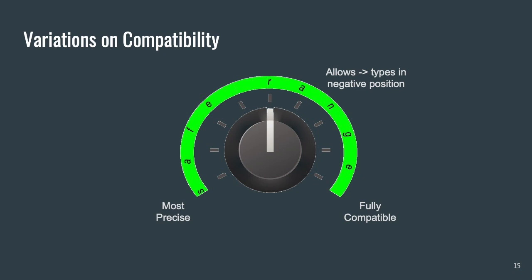There are other ways that we could look at compatibility. We don't have to assert that every negative position is any. For example, we could allow arrow types in negative position. This allows us to have more fine-grained control between compatibility and precision, and there are other constraints that we could set to be in different levels of trade-off.